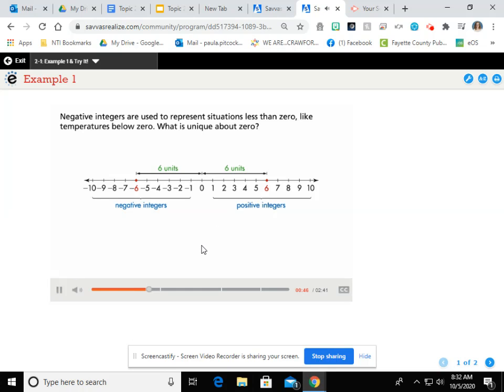Negative integers are used to represent situations less than 0, like temperatures below 0. What is unique about 0?